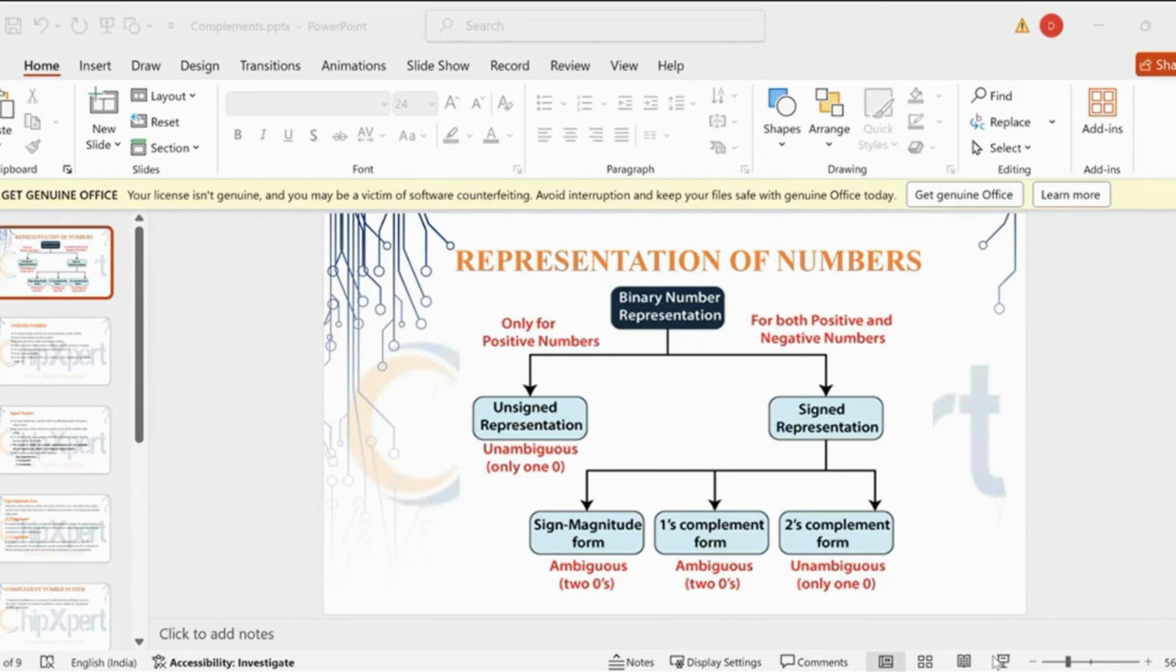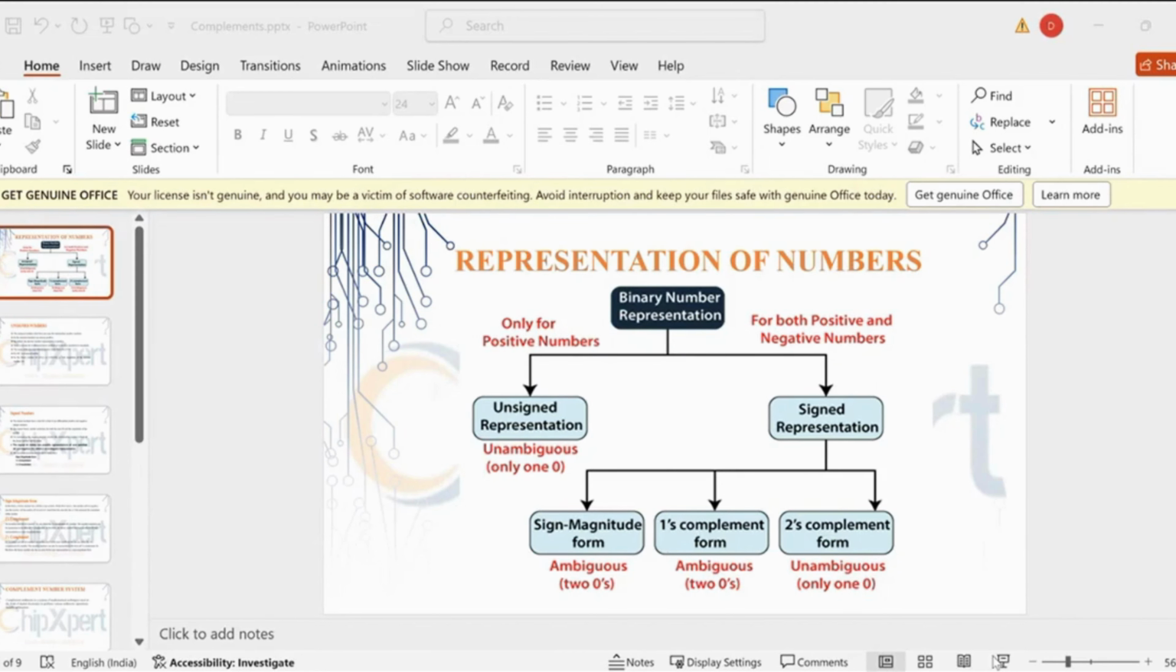Okay. So mainly we are discussing complements, that is, negative numbers. So where are these negative numbers present? In signed form only, right? In unsigned form, do we have any negative numbers? We don't have them. So it is always positive. Unsigned numbers are always positive. Signed numbers are a combination of positives and negatives. So if you want to use complements, where are we going to use them? In signed representation.